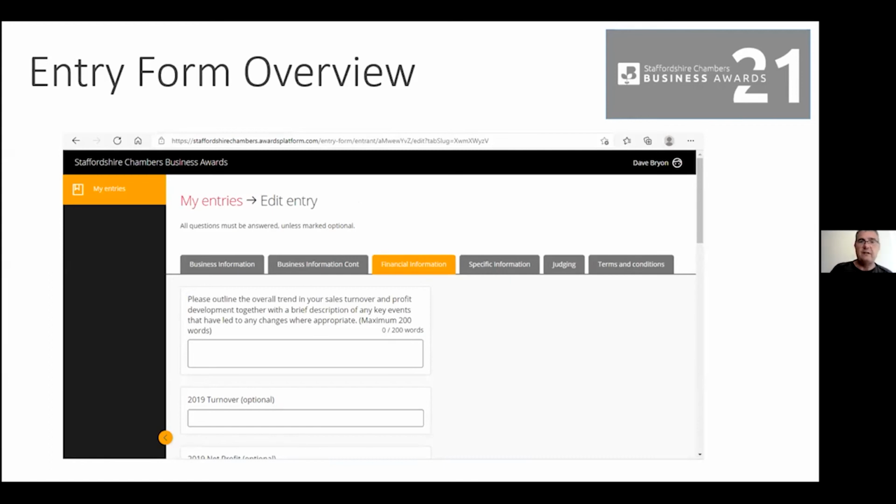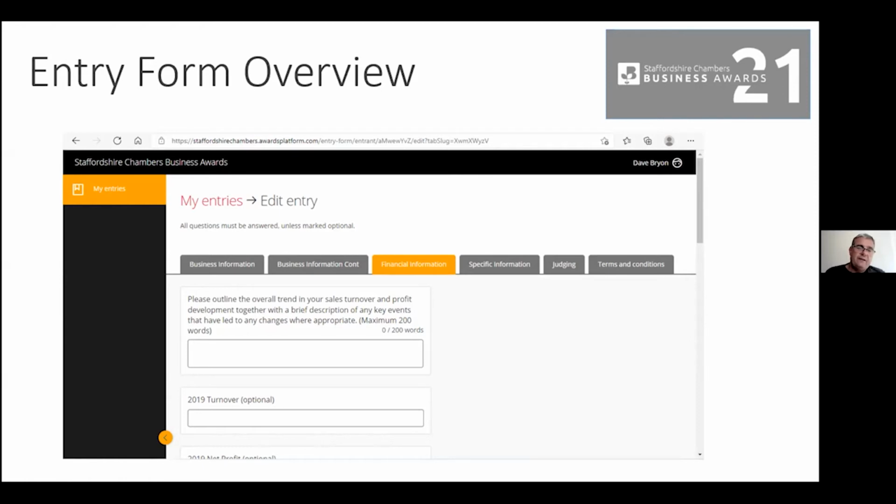So this is just a screen dump from the entry form. The first 2 are business information; you see I've just jumped straight to the financial information here. The business information is pretty much very objective data entry about your business. So I'm not going to go through all of that. It's pretty straightforward, but just keep to what they ask you. Don't start putting all your USPs and all the rationale in there. This comes under financial and specific and judging, which we'll cover now. So we've done the objective. Now we come on to some of the more subjective, if you like.